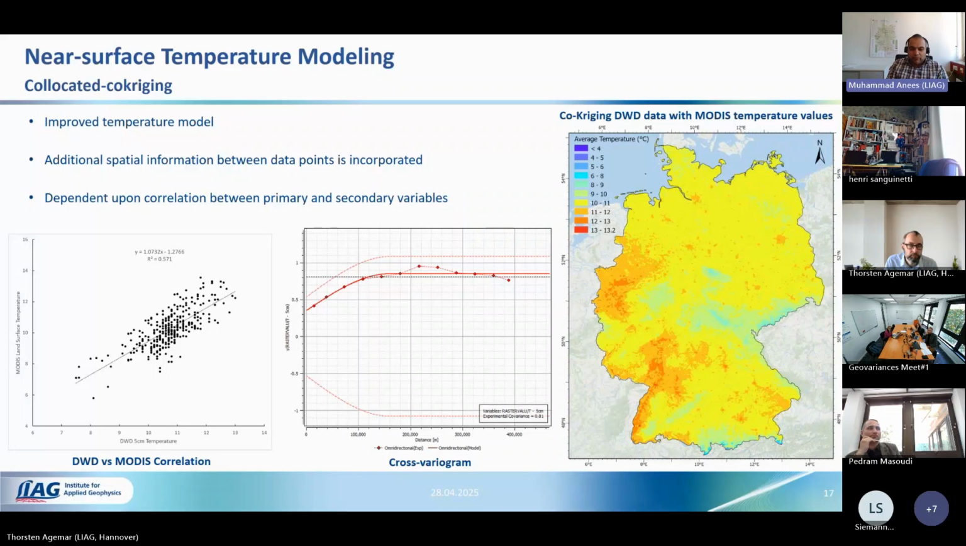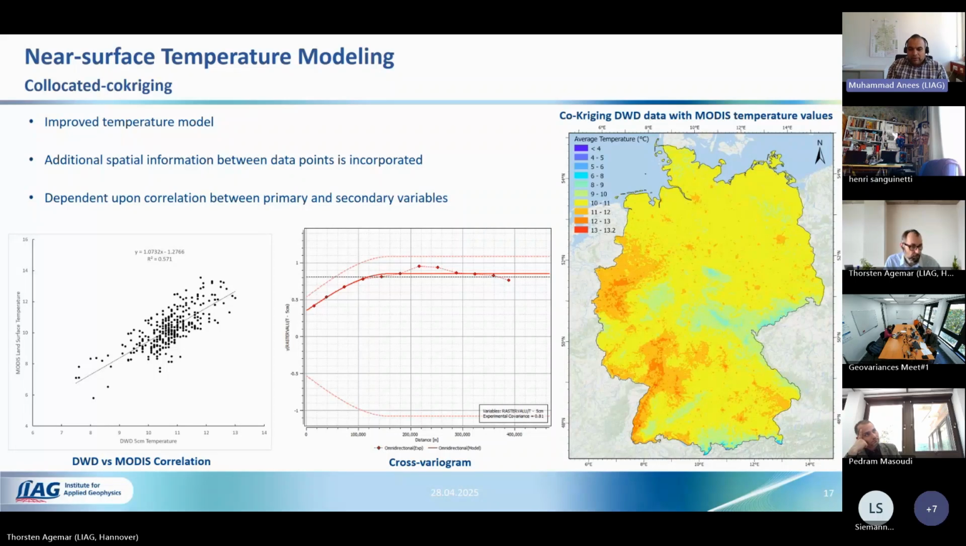But the correlation could be improved if we had a higher correlation between these two products. That is because the land surface temperature from this satellite image represents an area of 1 kilometer square, but the ground data from DWD is just point data. So that is why the correlation could not be that high.